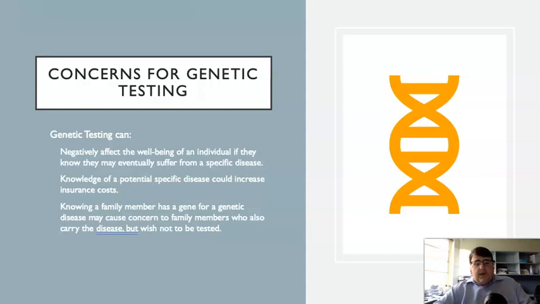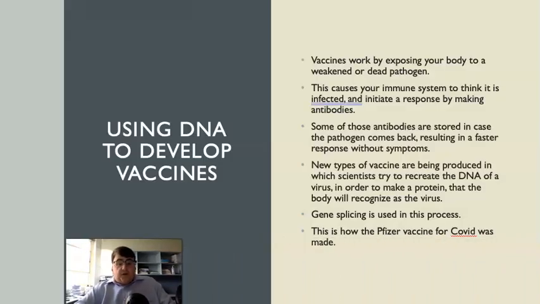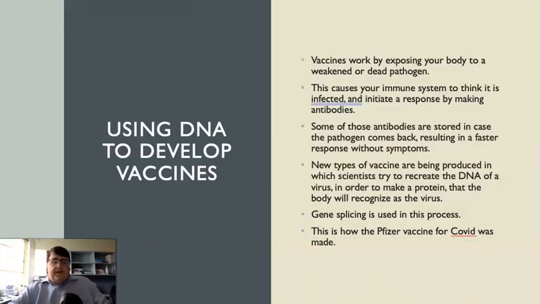Okay. Lastly, one that we're going to focus on a lot next week is that now that we have the ability to use genetic modification, we can actually use DNA to develop vaccines. How vaccines work is they expose your body to a weakened or dead pathogen, causing your immune system to think it's infected even though it's not, and initiating a response by making antibodies. Your body will store some of those antibodies so that if you ever do encounter that virus, your body can produce those antibodies fast and fight off the infection before you ever see symptoms.